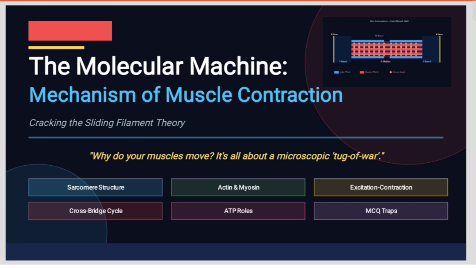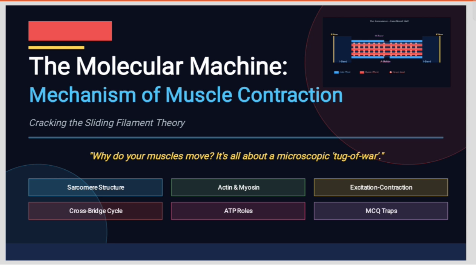Let me give you the big picture first. Your body has three types of muscle: skeletal, cardiac, and smooth. Today we focus on skeletal muscle, the voluntary muscle that helps you pick up a pen, walk, or even breathe. Muscle contraction is not a simple squeeze; it is a precise, ordered molecular event. In 1954, Hugh Huxley and Andrew Huxley, two independent researchers, proposed the sliding filament theory.